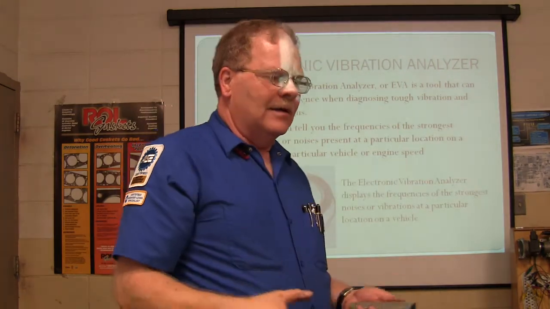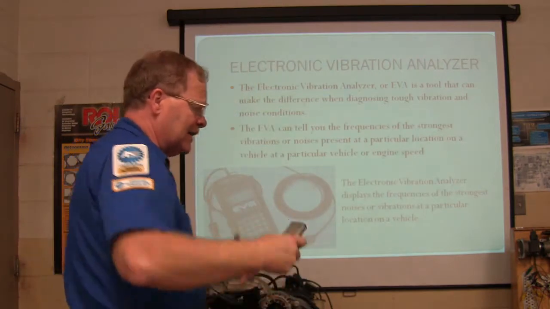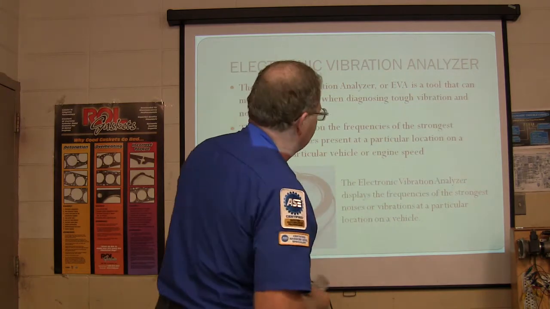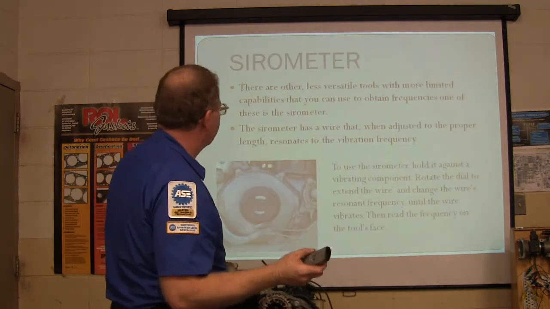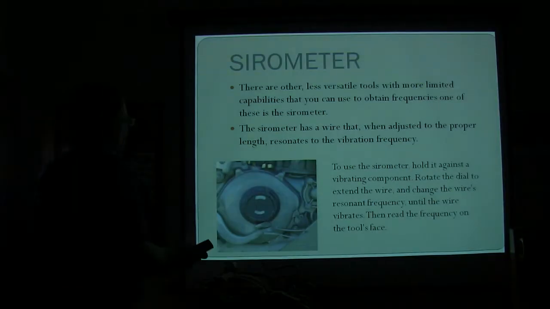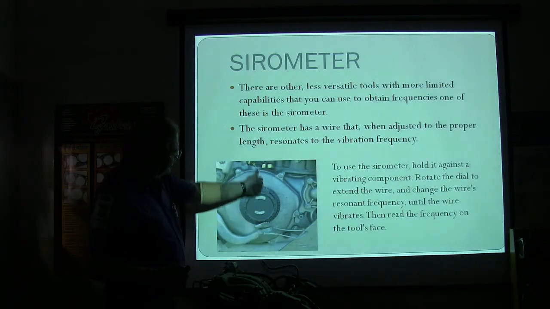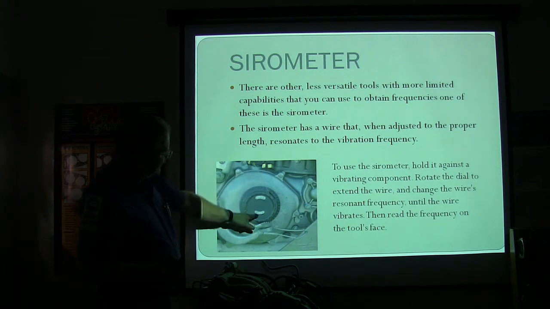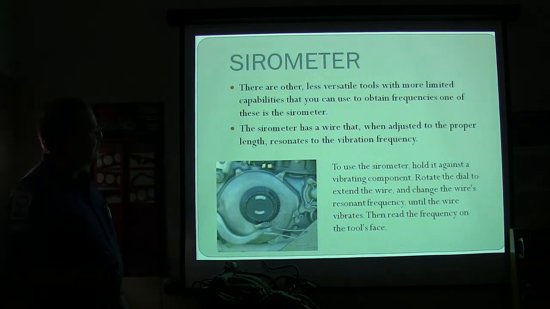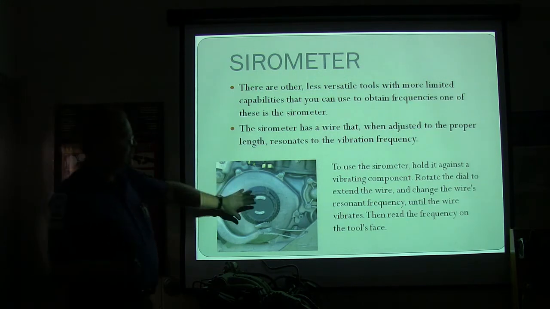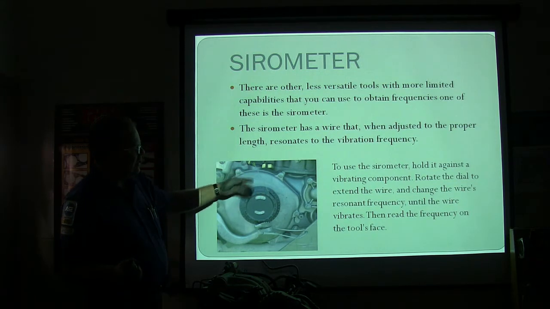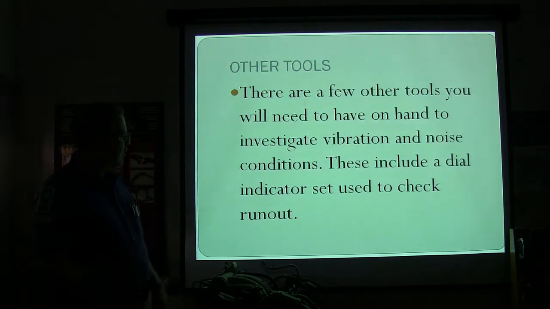They've also got this big Bosch thing that's got a bunch of stuff you can plug into the scan tool port, and you can lay sensors around. But it displays these frequencies over here. Now there is this little manual one right here. It's got a little dial that you turn, it runs a wire out, and when you get that wire out there to the resonant frequency of that vibration, with that little yellow tip on it, you basically have the frequency of vibration right there. So you hold it against the vibrating component, rotate the dial to extend the wire and change the wire's resonant frequency until the wire vibrates, and then you read the frequency. That way you know what the frequency is.